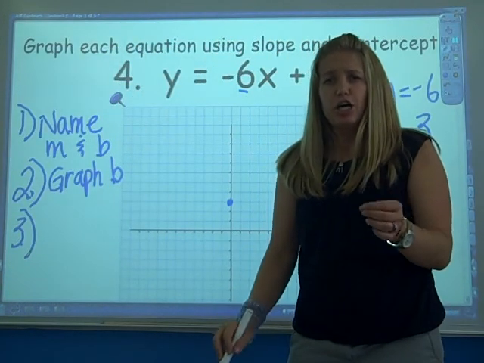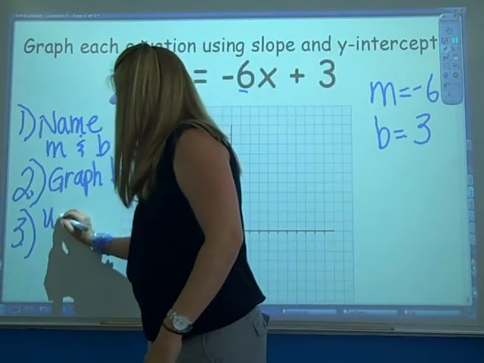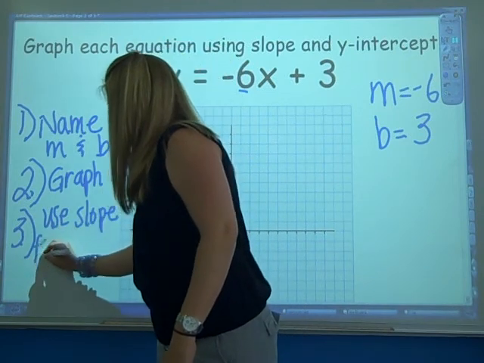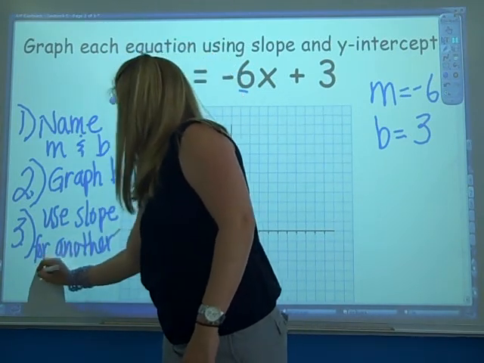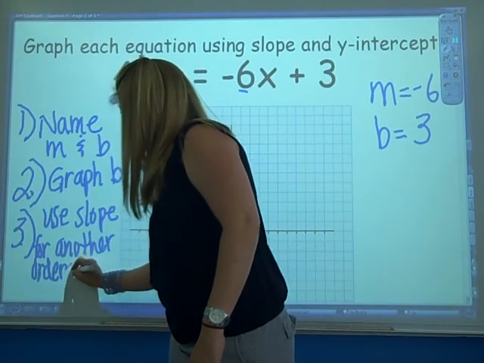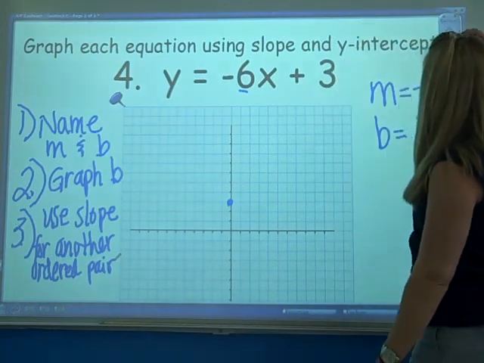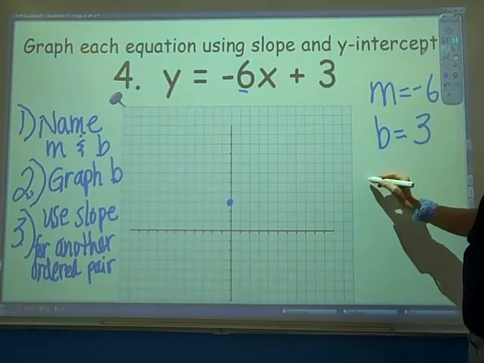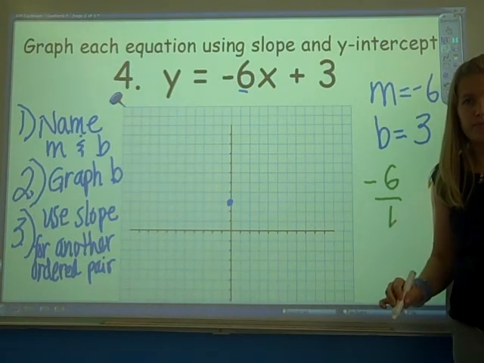Third step, this is where it gets a little tricky. You're going to use your slope to get another ordered pair. What I mean by use slope, remember slope is rise over run. We have -6. I'm going to write it as a fraction. You write -6 over 1.